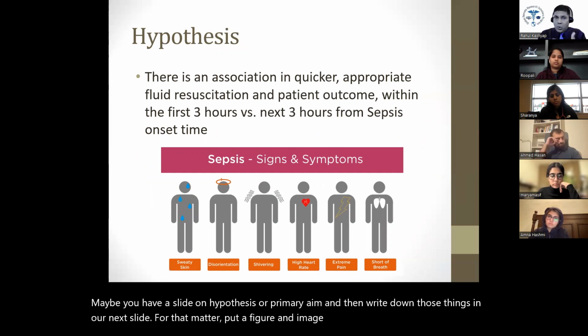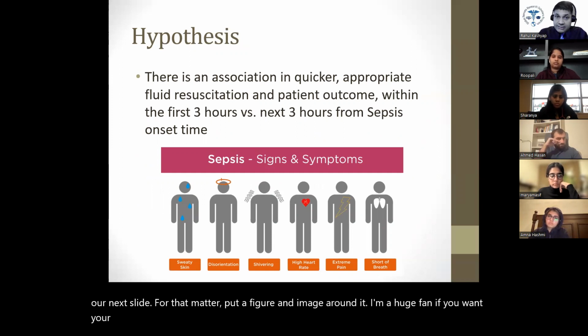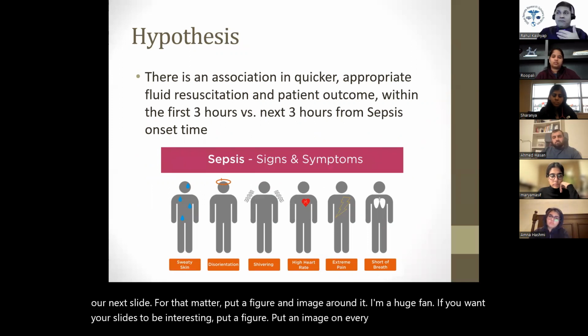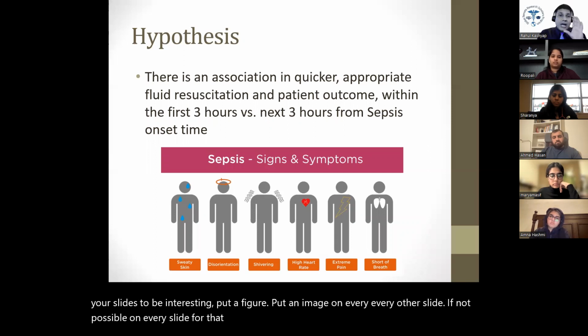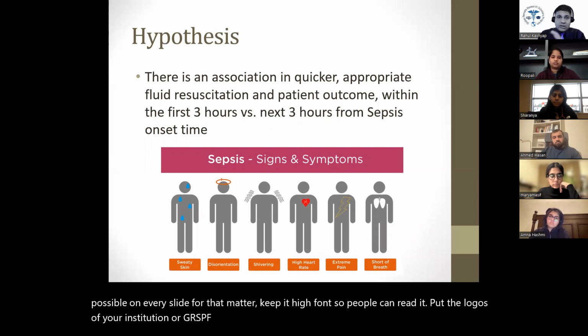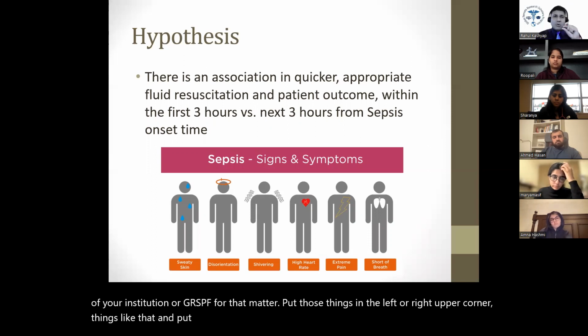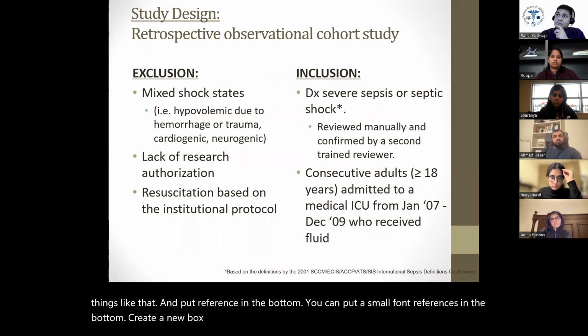I'm a huge fan. If you want your slides to be interesting, put a figure, put an image on every other slide, if not possible on every slide for that matter. Keep it high font so people can read it. Put the logos of your institution or GRSP in the left or right upper corner, and put references in the bottom. You can put small font references in the bottom, create a new box, and do that as well.